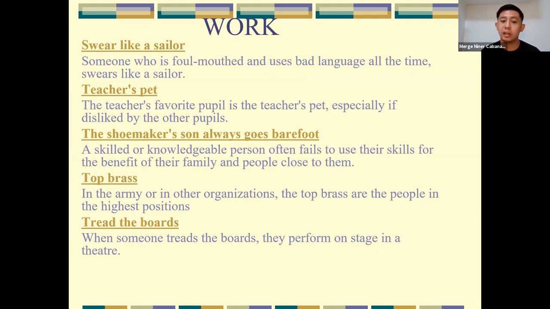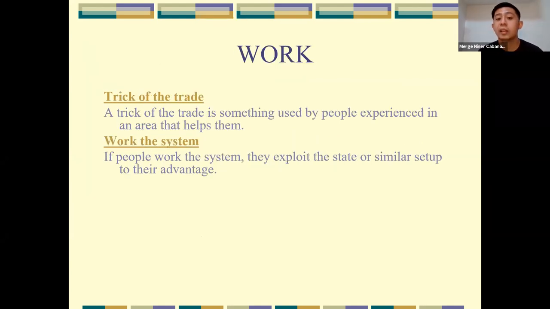Top brass, those are the people in the highest position. Tread the boards, people who perform in the theater. Okay, trick of the trade. These are the things used by people experienced in an area that help them. Work the system, they exploit the system or a similar setup to their advantage.